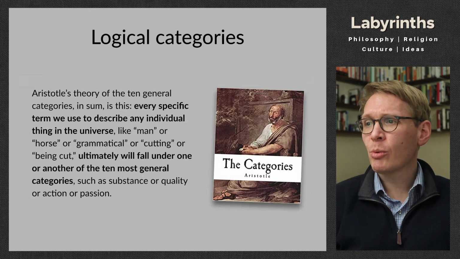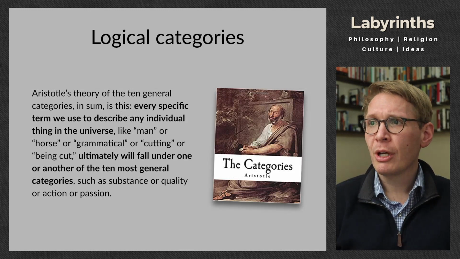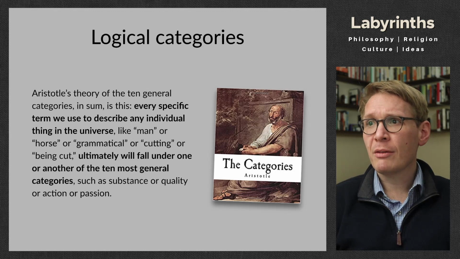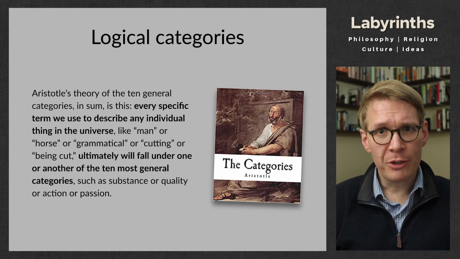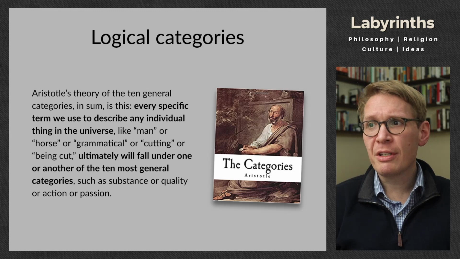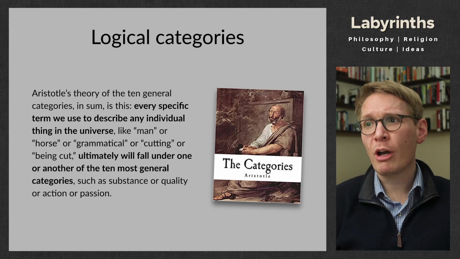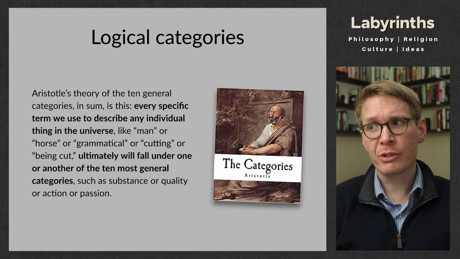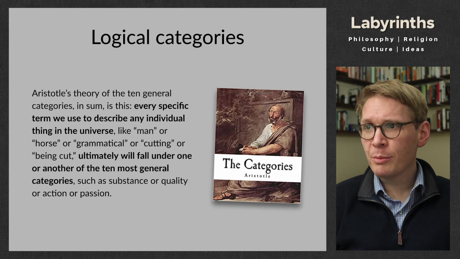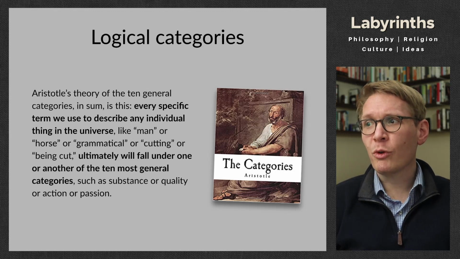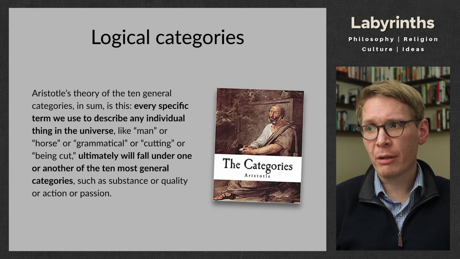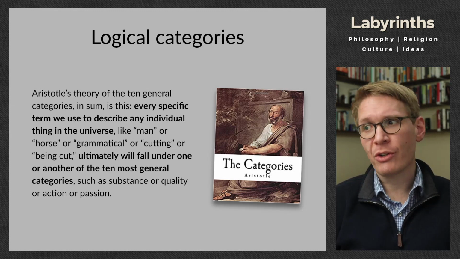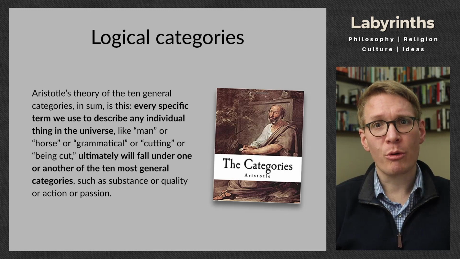In his view, and here we'll rely on some text from Hauser, Aristotle's theory of the 10 general categories in sum is this. Every specific term we use to describe any individual thing in the universe, like man, horse, grammatical, or cutting, or being cut, ultimately, every specific term will fall under one or another of the 10 most general categories, such as substance or quality or action or passion.